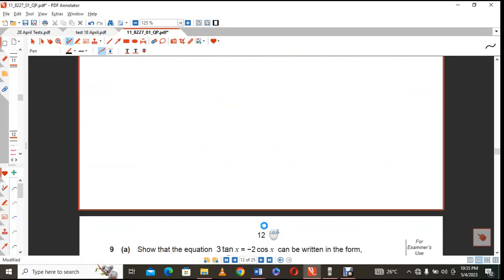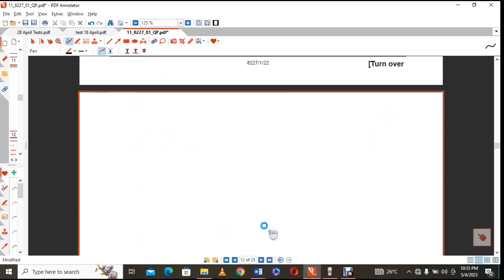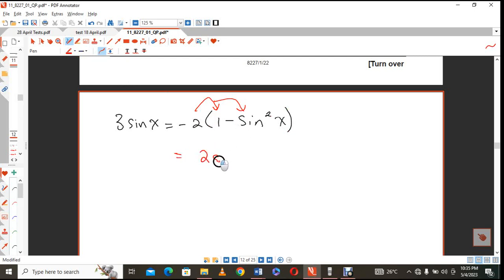Okay, so let's try to see what I have. I have 3 sine x is equal to -2 and 1 minus sine square x. Of course, you can multiply this out, so this is going to be a negative times a negative, that's 2 sine square x, and a negative times that is -2, and you have 3 sine x. So 0 over here, so I have 2 sine square x minus 3 sine x minus 2. Of course, this is what we were required to prove.